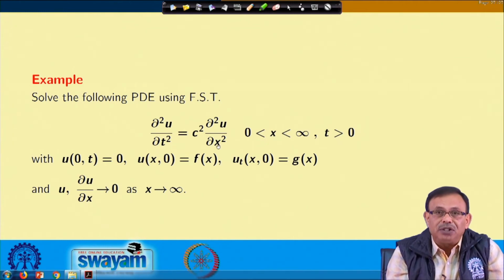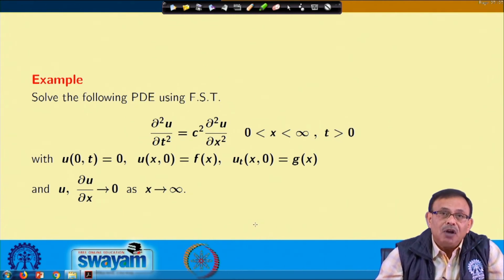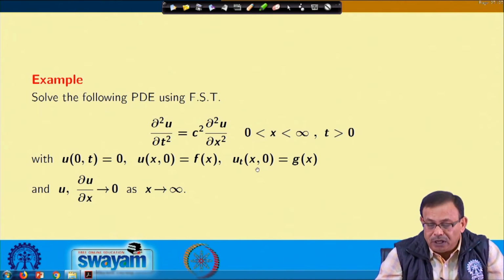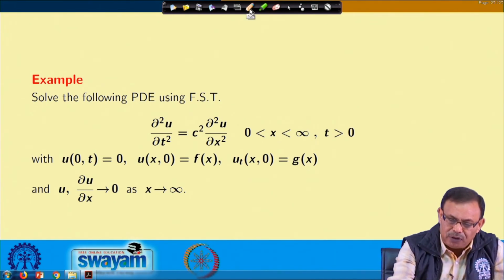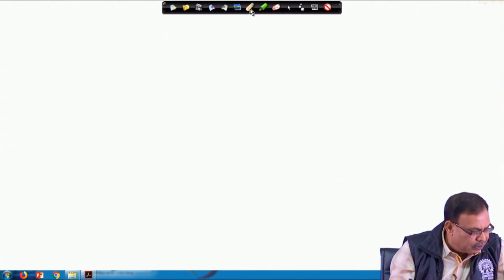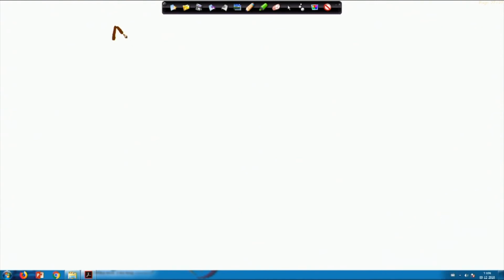The equation is the same. The only thing is, the earlier problem we solved using the Fourier transform, and this one we are trying to solve using the Fourier sine transform, and the extra condition we have taken is u_t(x,0) equals g(x). So, let us see how the solution process changes for this change in the conditions. So, you apply Fourier sine transform with respect to this x.